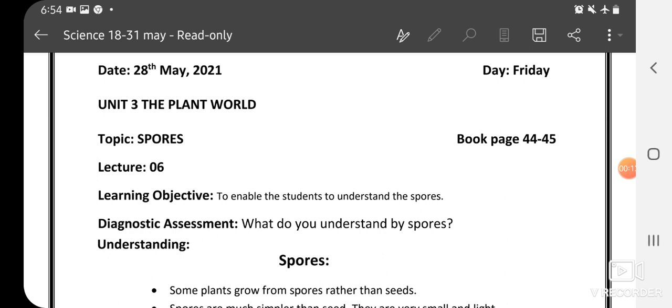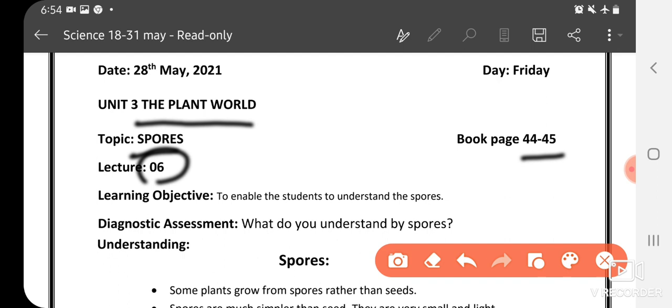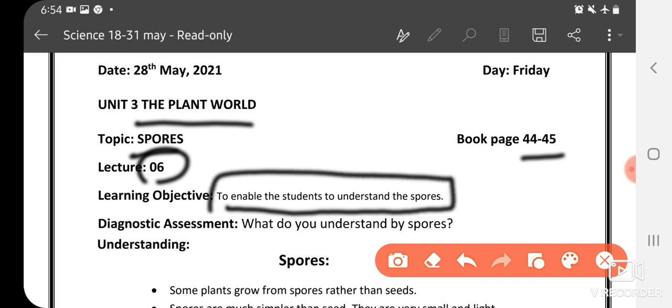Today we will start our topic spores from unit 3, the plant world, book page 44 to 45. This is our lecture number 6. The learning objective is to enable you to understand spores, means to give you understanding about spores. The diagnostic assessment is: what do you understand by spores? Means if you have any information, any knowledge about spores, you can explain.